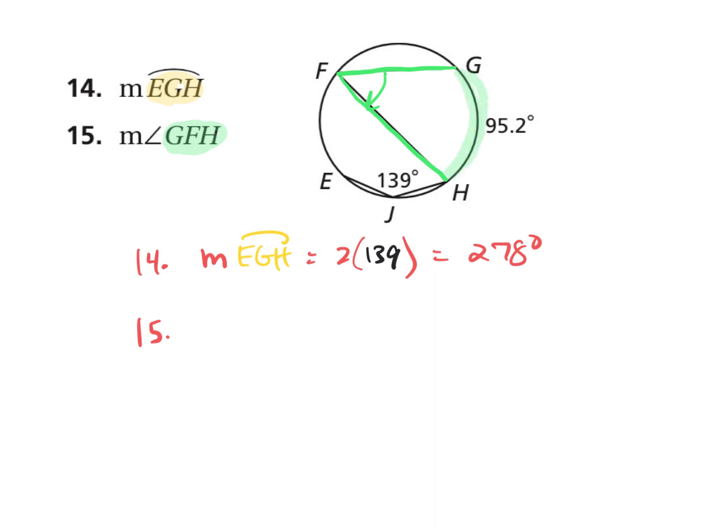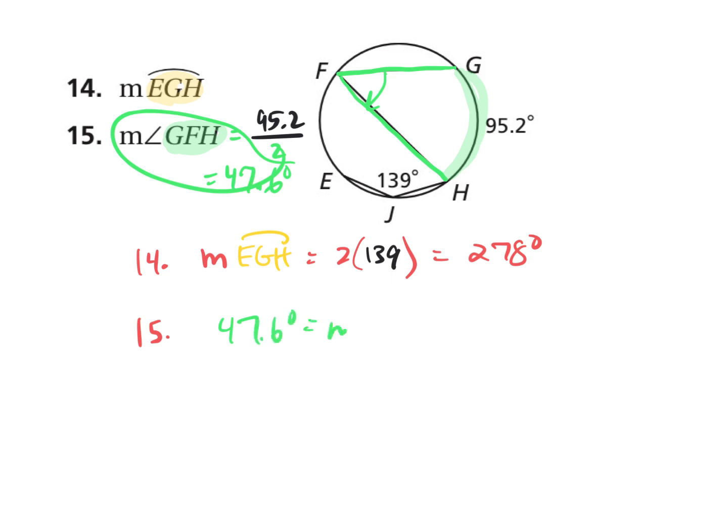And again, we know that that arc measure is twice as big as the inscribed angle that intercepts it, or the inscribed angle times 2 is equal to the arc measure that it intercepts. So this would be equal to 95.2 divided by 2, which is 47.6 degrees. And that's how you do number 15 and 14.